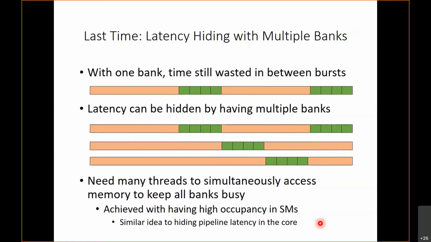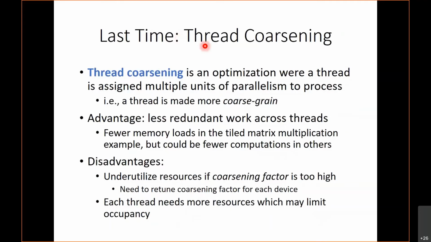We then looked at another optimization, which is thread coarsening. We said that thread coarsening is an optimization where, so far, we've been assigning threads to the smallest possible unit of parallelism. In thread coarsening, we have a thread process more than one unit of parallelism, and what this does is that it allows us to eliminate any redundant work across threads, or any price that we pay for parallelism.